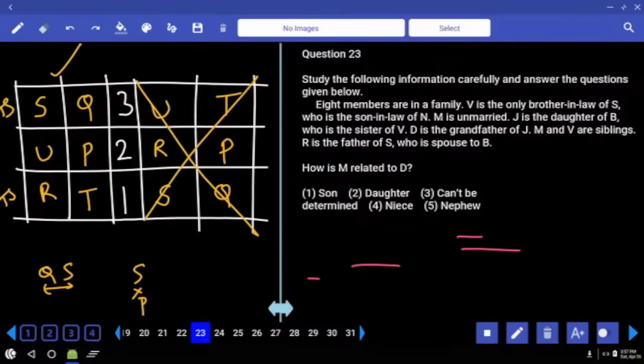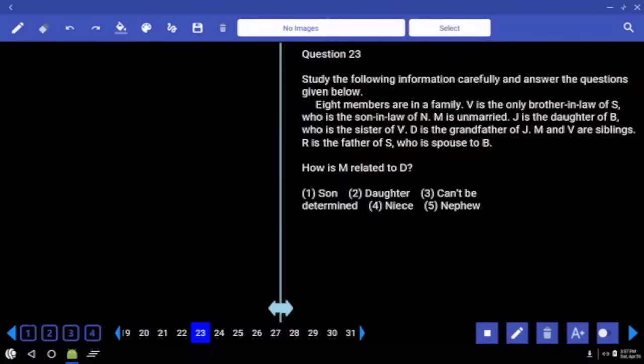Then 22. Now coming to question number 23. Now 23 onwards, first or the second priority? Definitely first priority. How many persons are there? There are only 8 members. Now 8 persons were there and they belong to a family, and V is the only brother-in-law of S. S is the son-in-law of N. N is here, and S is the son-in-law of N means, what do you mean by son-in-law? That means daughter's husband. Now who is that one?